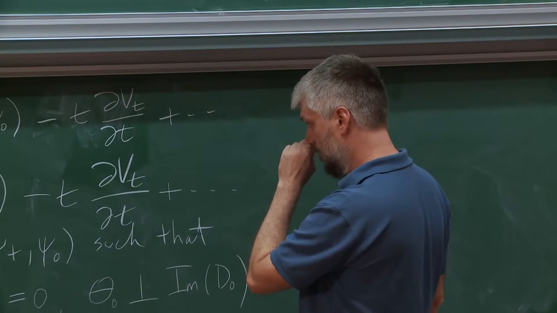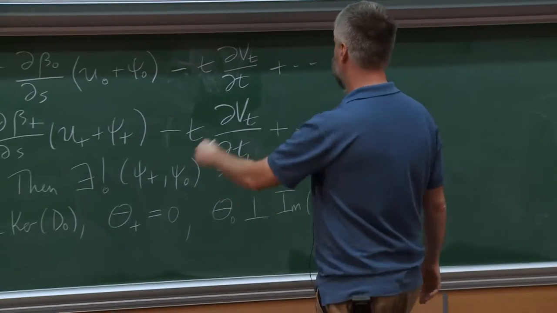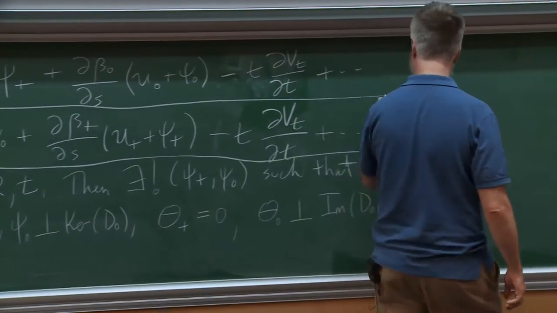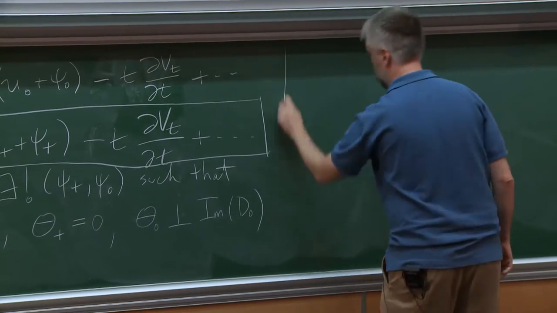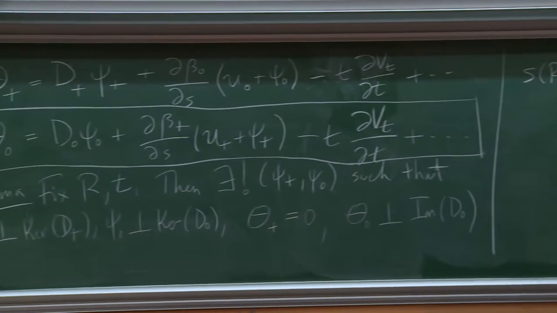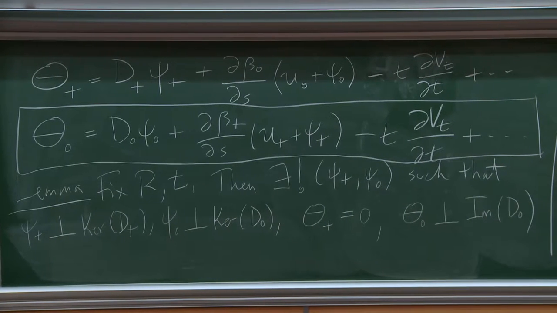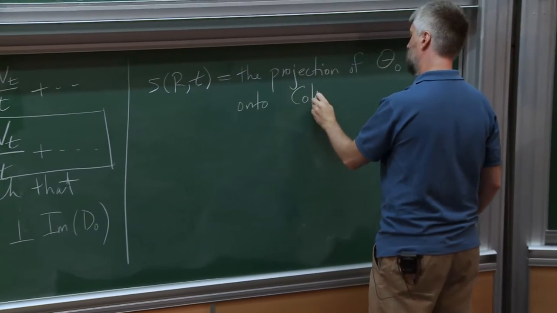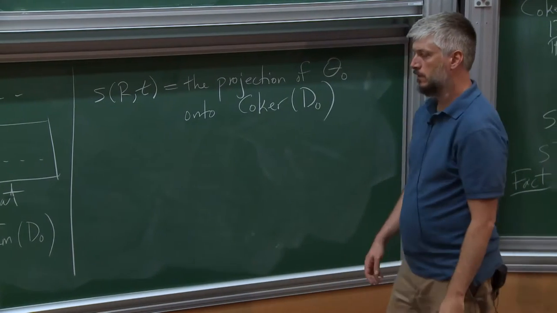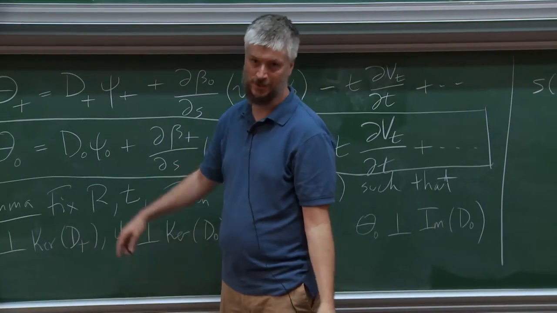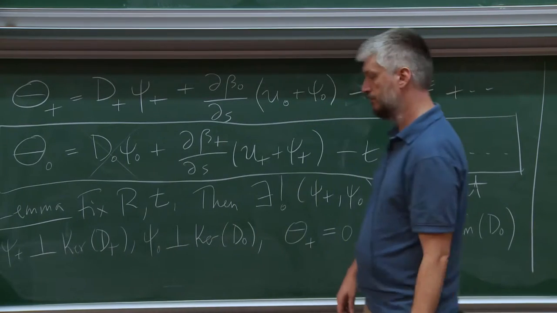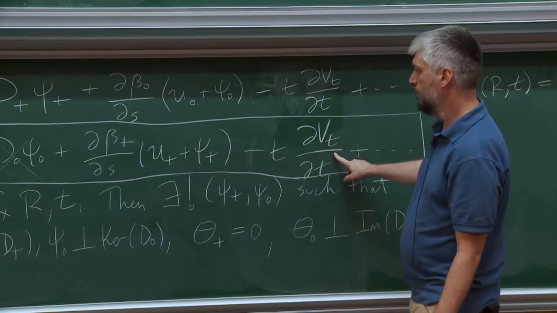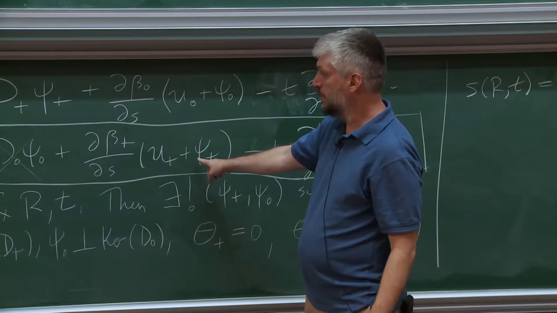So let's look at this expression for theta zero. Now, S of RT, to be a little more precise, is the projection of theta zero onto the co-kernel of D zero. So this first term is in the image of D zero, so it doesn't come up at all. And I've got this term, which measures the derivative of the equation. That's going to stay there. This psi plus, it turns out, is very small. It's much smaller than everything else.